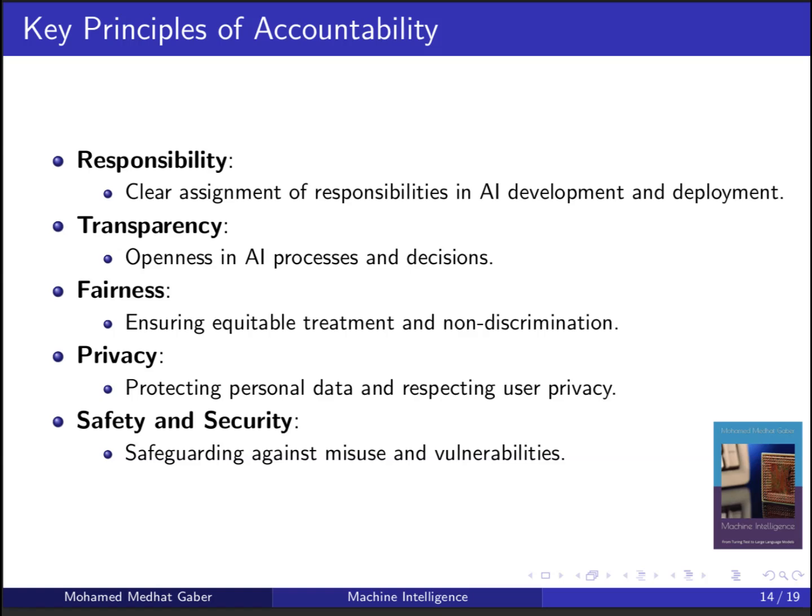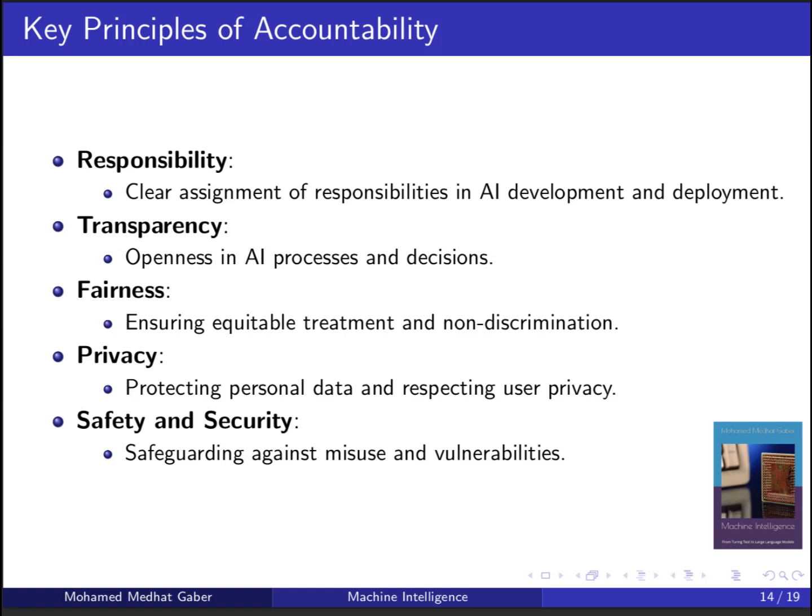Accountability is a cornerstone of ethical AI deployment, ensuring that those who develop and deploy AI systems are held responsible for their outcomes. Establishing accountability involves adhering to several key principles that guide responsible practices and foster trust among users and stakeholders. Responsibility entails clearly defining who is accountable for the AI system at each stage of its life cycle. This includes developers, managers, and organizations who design, implement, and manage AI technologies. By assigning roles and responsibilities, it becomes possible to address issues effectively when they arise and ensure that there is ownership over the ethical dimensions of the AI system.